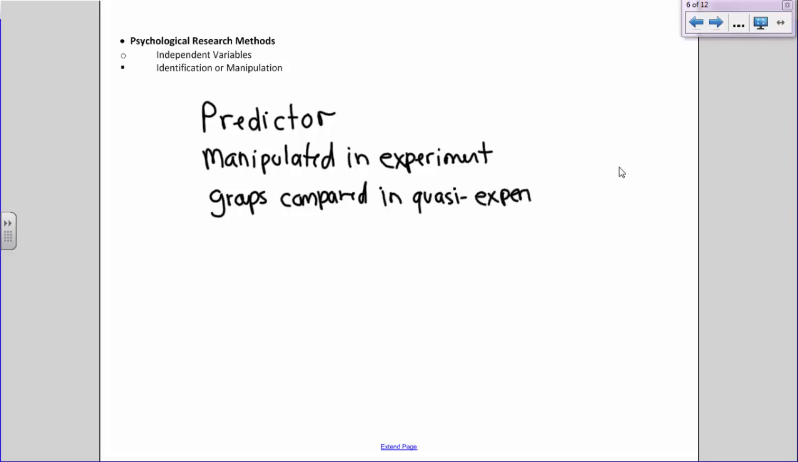So if I was comparing professors from different fields, then field would be the independent variable, and then we would look at the different groups. It's also, in a correlational study, the variable that comes first. So I'll tell you what that means in a second. So variable that comes first in correlation.